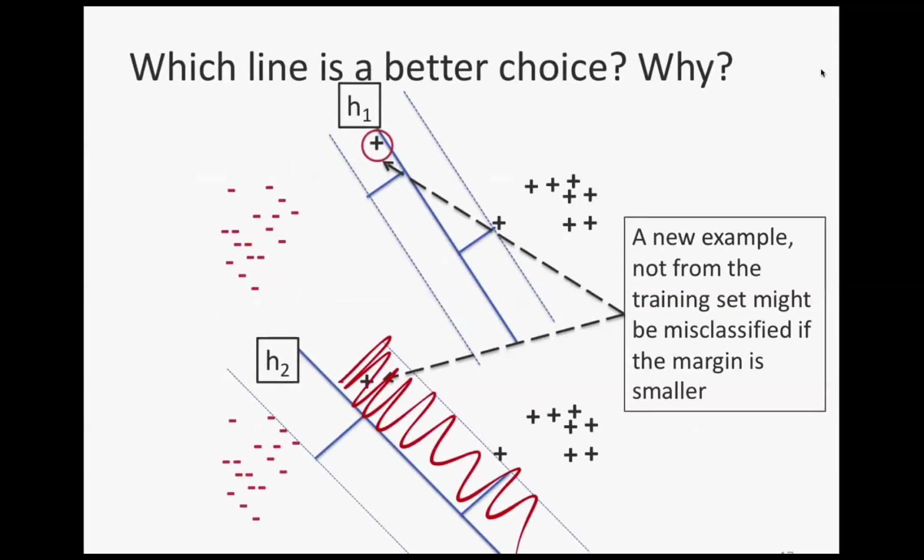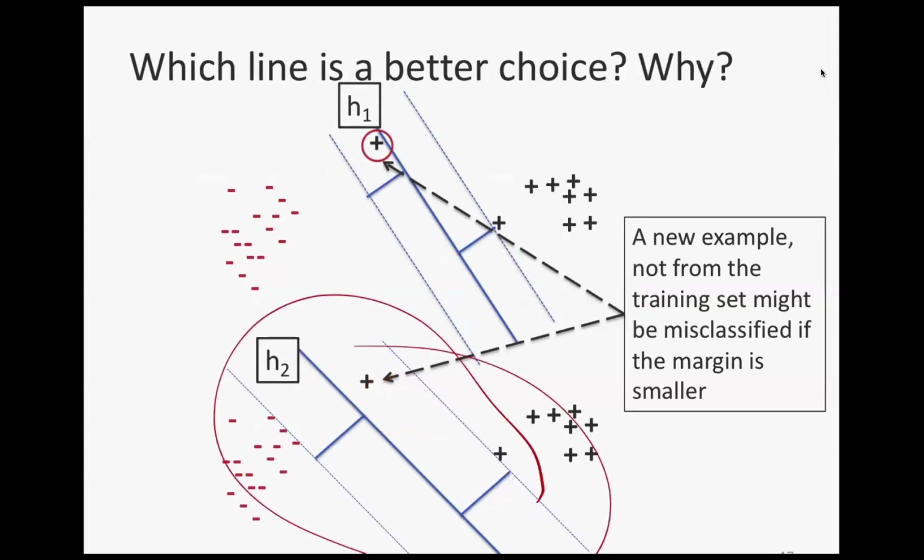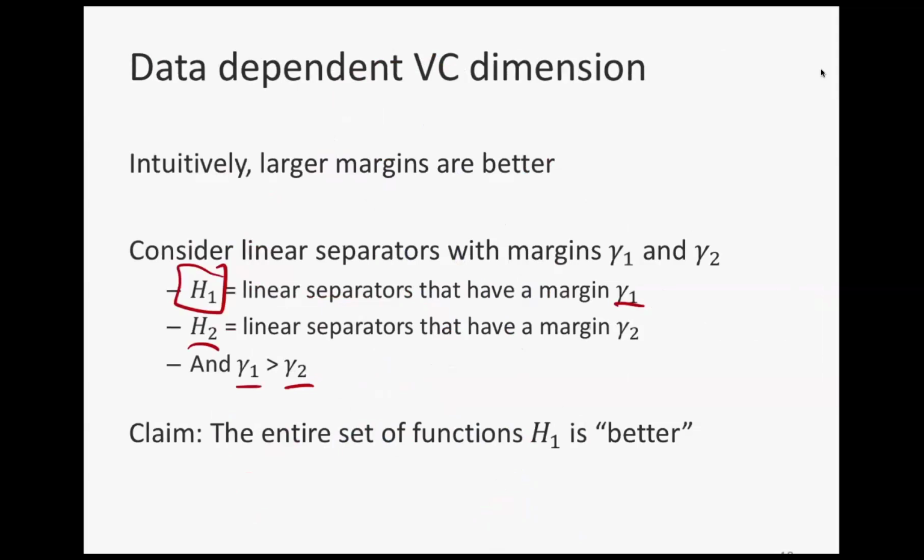Capital H1 consists of all functions that look like this. I see that I have now messed up the 1s and 2s here. And capital H2 contains all functions that look like that. It's a set of functions. The claim is it's not just the single hyperplane with a larger margin that's better than a single hyperplane with a smaller margin. The entire set of functions with larger margins is better than the entire set of functions with a smaller margin. The entire set of functions H1 is, quote unquote, better.